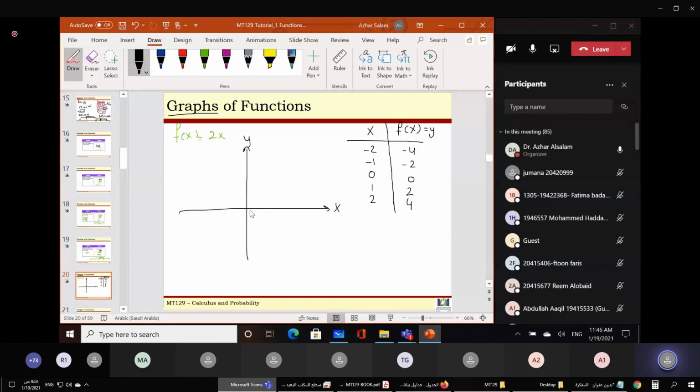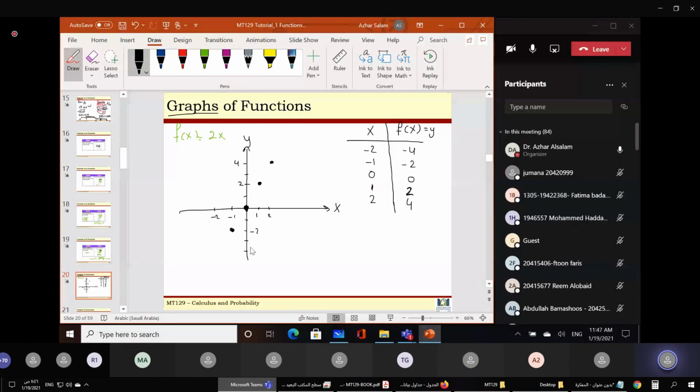Here, I have 0 and 0. So the value here will be 0 and 0. This is a point. The second one at 1. This is the 1. And the value of y is 2. So here 1, 2. This is the point. Okay? And also, when x equals 2, y will be equal to 4, right? So this will be the point, like that. And for the negative values, I have here minus 1 and minus 2. Minus 1, y will be minus 2. This will be the point.